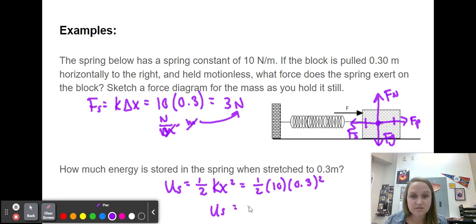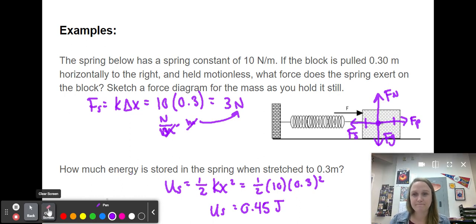So we have 0.45, and our unit for energy is joules. 0.45 there. We could also say newton meters, but typically when we're talking about energy, we're going to use the term joules. When we talk about work, we're going to use newton meters. So that's our first one.